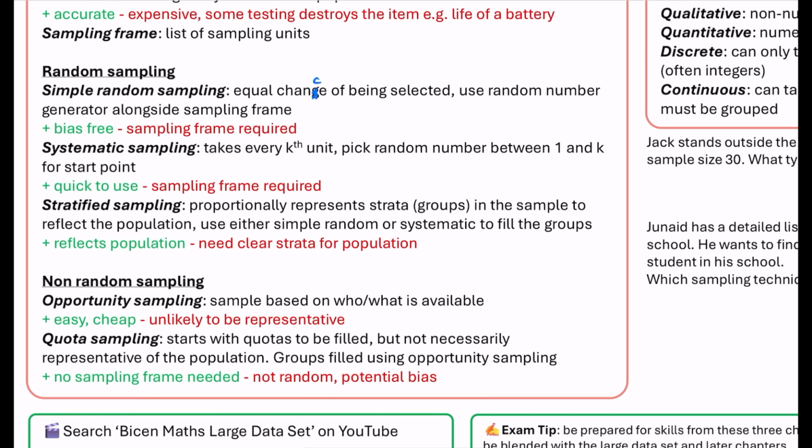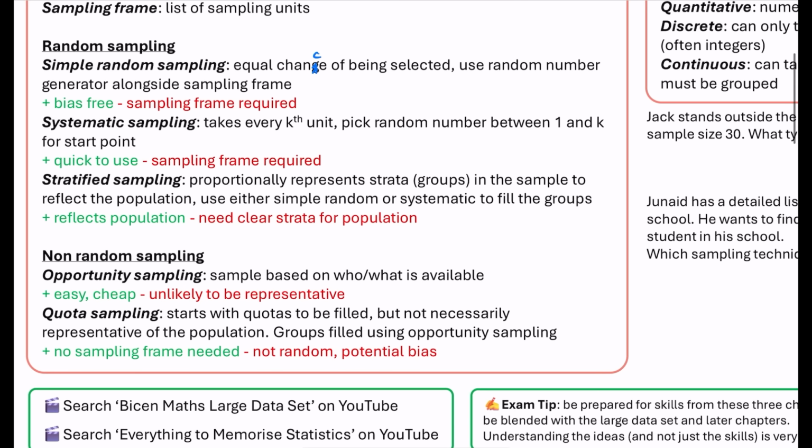And to do this, you can either assign each thing in the sampling frame a random number and then use a random number generator with that sampling frame. Sometimes they say you can write all of the individual sampling units on pieces of paper and randomly select them from a hat. That's another way that things are often described for a simple random sample. The good thing is it's bias free because everything has an equal chance of being selected. The bad thing is that you need to have a sampling frame. You can't do random sampling for those fish in a lake because we don't have a list of all the fish that live there.